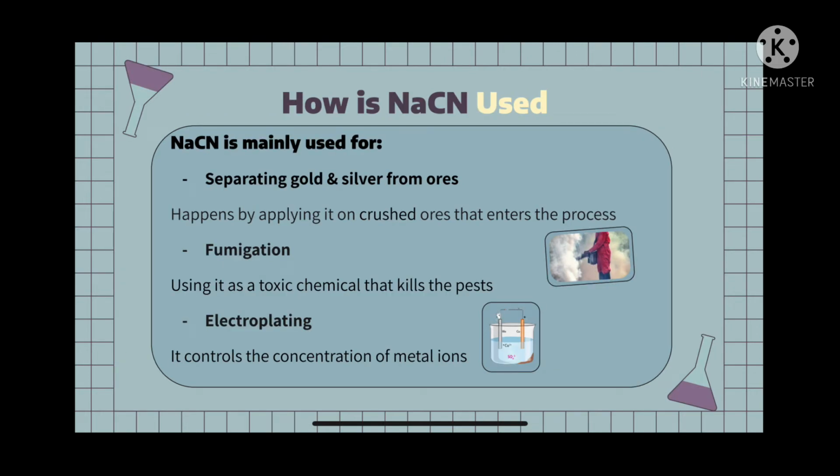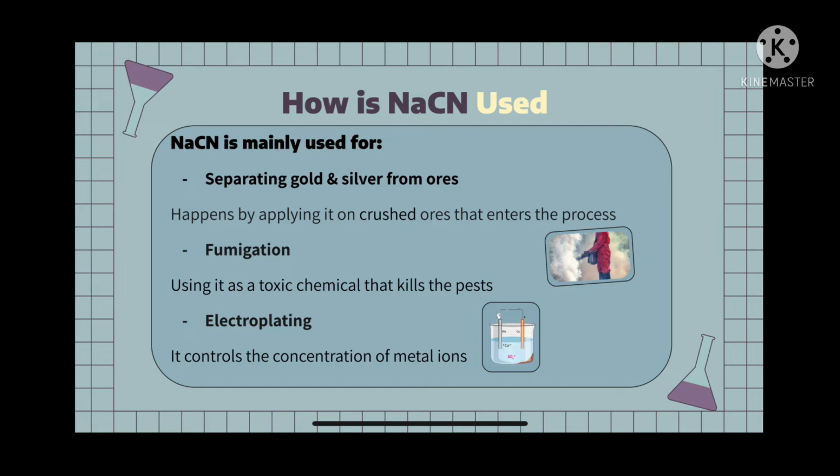Moving on to how sodium cyanide is used. Since this substance is extremely dangerous, it's usually used for fumigation, electroplating, and extracting gold and silver from ores, which is the reason why the compound appears in our reactants. Sodium cyanide helps dissolve the gold from the ore by applying it on crushed ores that enter the process of gold extraction. From there, the gold is separated from the ore and it enters different processes that are required in order to clean it. This is the main process of sodium cyanide in gold extraction.